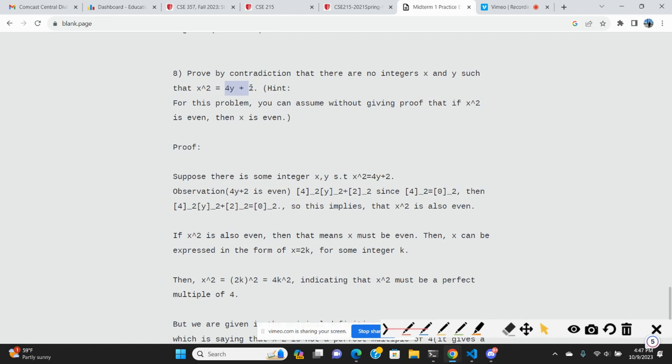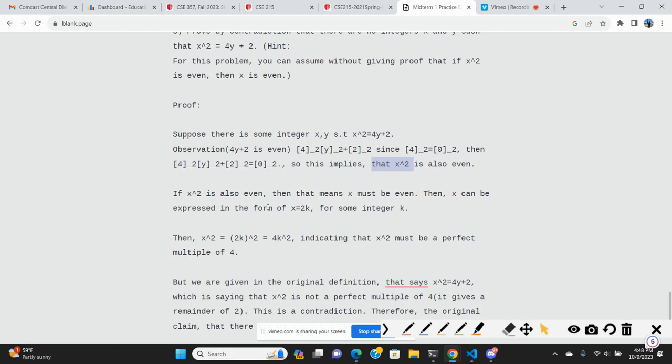And you can notice then that if x squared is even, that means 4y plus 2 must be even, right? And in this case, the form of 4y plus 2 means that this is always an even number and can never be an odd number. So the only case we have to consider is if it is even. So observe that this is even, then x squared is even, so x is also even. Now, if x is even, then x squared must equal 4k squared, which means that if we suppose the negation of the statement, it must be a perfect multiple of 4.